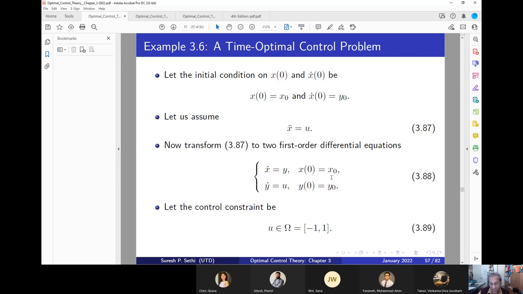Only thing given to us are the x zero and y zero, which is the position and the velocity. We are not given x double dot zero, because x double dot zero is the control. What acceleration we apply at the initial condition is our decision. And u is given as minus one to plus one.